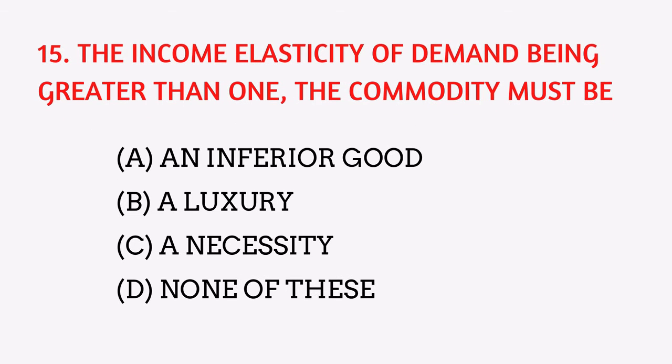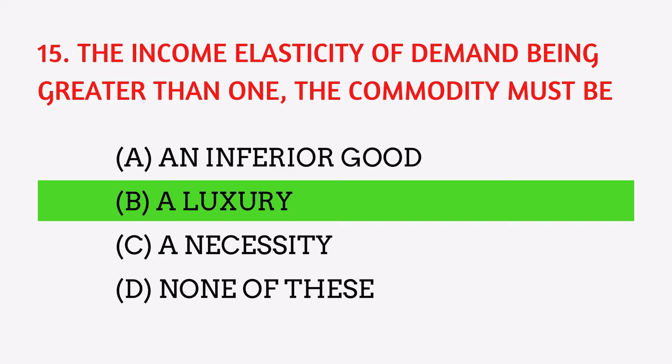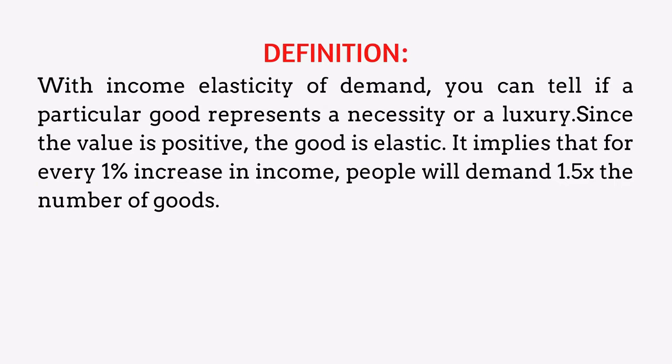The income elasticity of demand being greater than 1, the commodity must be... The answer is a luxury. With income elasticity of demand, you can tell if a particular good represents a necessity or a luxury. Since the value is positive, the good is elastic. It implies that for every 1% increase in income, people will demand 1.5 times the number of goods.